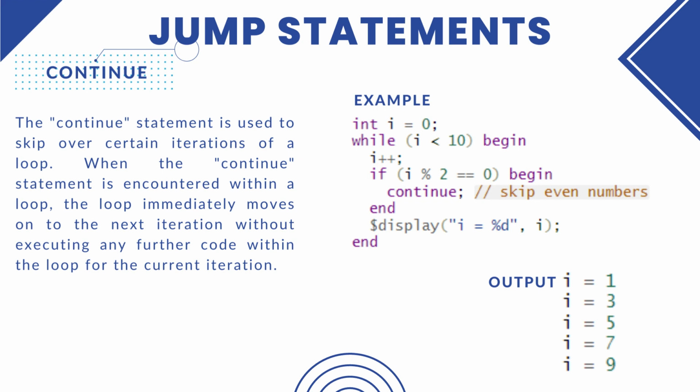In this example, the loop will iterate from i equal to 1 to i equal to 9, skipping over the even numbers due to the continue statement. The output of the program will be i is equal to 1, i is equal to 3, i is equal to 5, i is equal to 7 and i is equal to 9. I hope this helps you understand the break and continue statements.